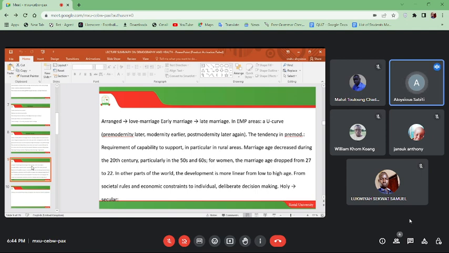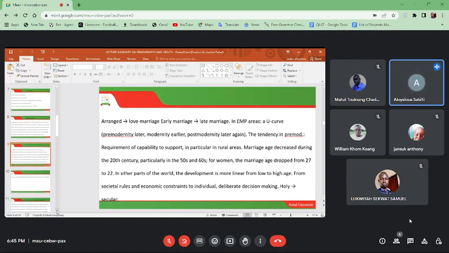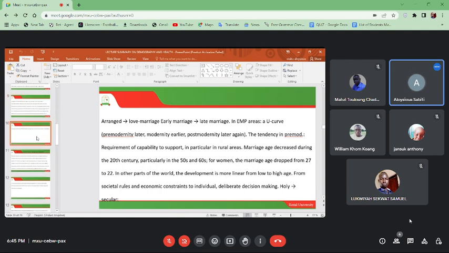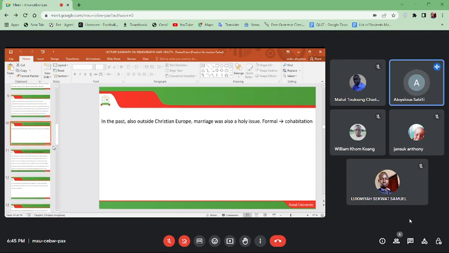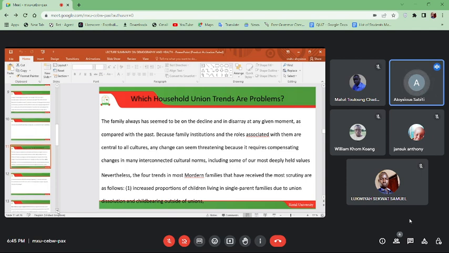But because of economic and societal rules that have come in, but also deliberate policy, we also look at holy vis-a-vis secular, with the coming of Christianity, with the coming of religion, with the coming of government policy. Even including economic constraints, we realize now that our marriage age is increasing. If we were to use the same example, ours would be from 22 rising to 27, because of these limitations that have come in. So in the past, also outside Christian Europe, marriage was also a holy issue, which I have just stated. So we want to look at the household trends.